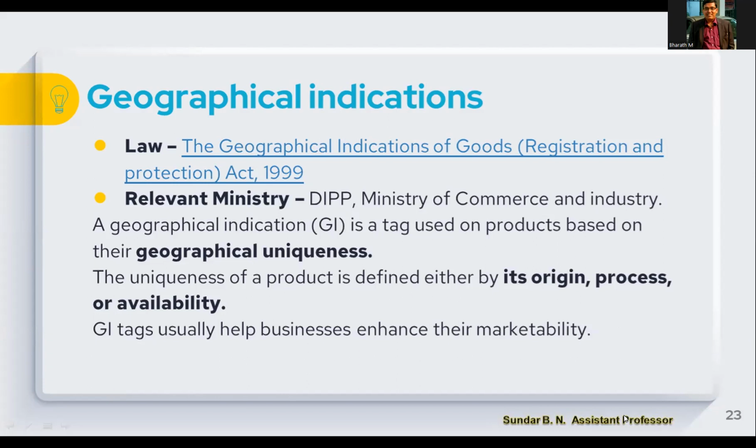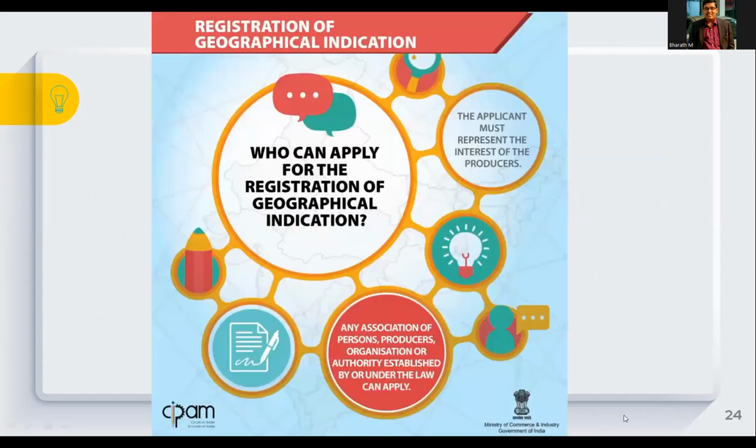Okay, so what is a geographical indication? As I told you, it is a tag. Why should we use this tag? We use this tag on products based on their geographical uniqueness only. What is that uniqueness? The uniqueness of a product is defined by, as I told you already, origin, process, or availability. So to increase our marketability, we have to study geographical indication.